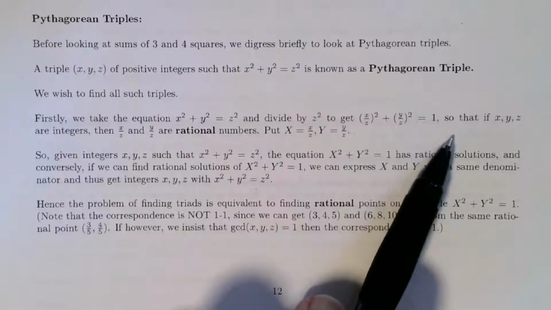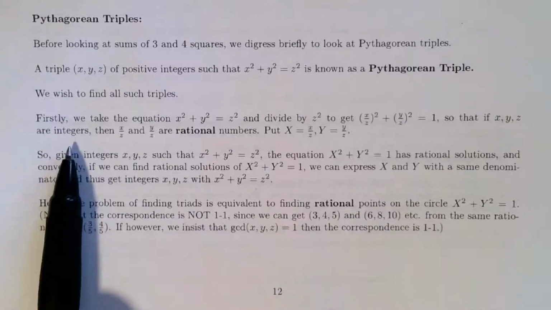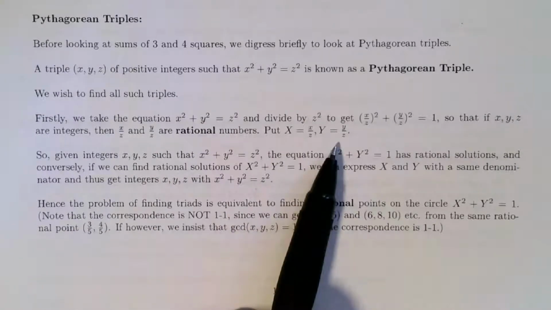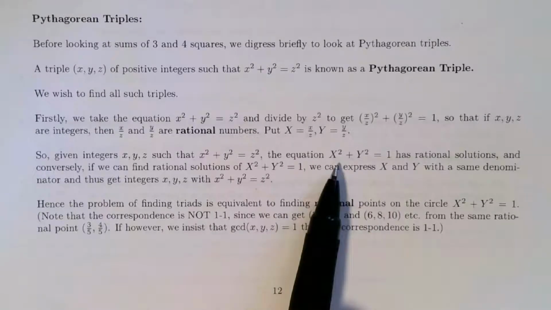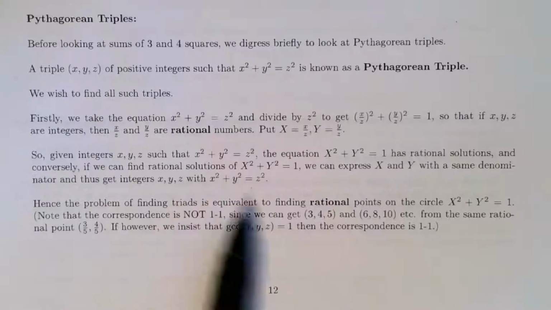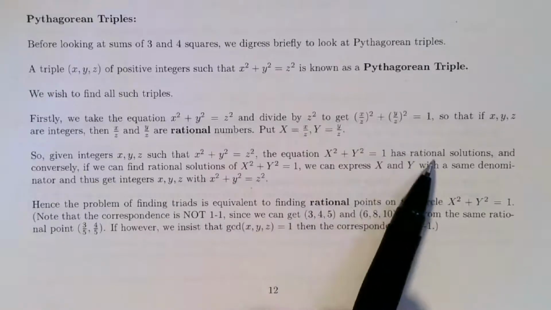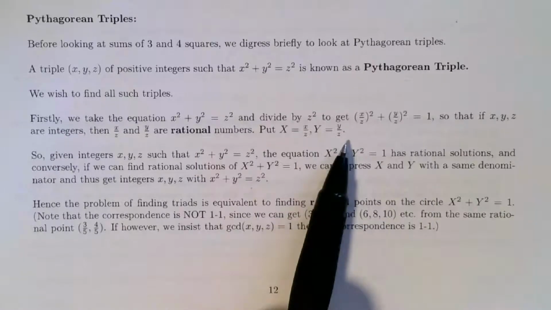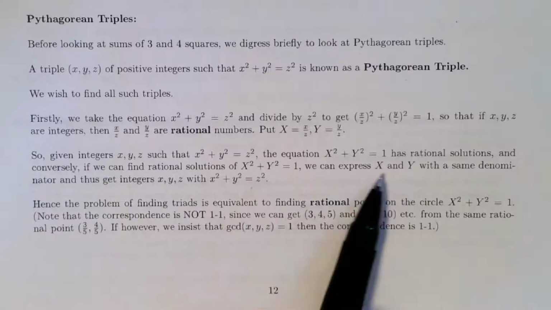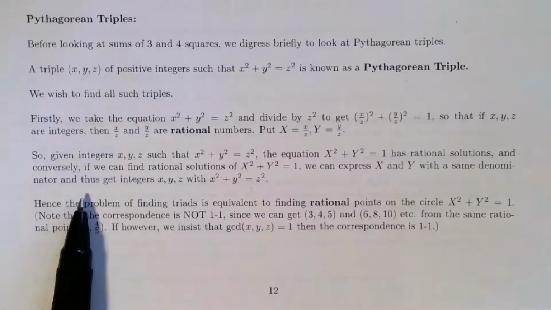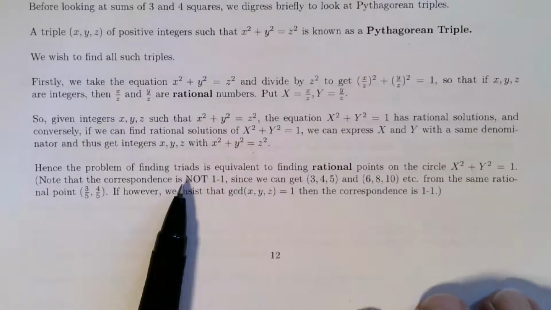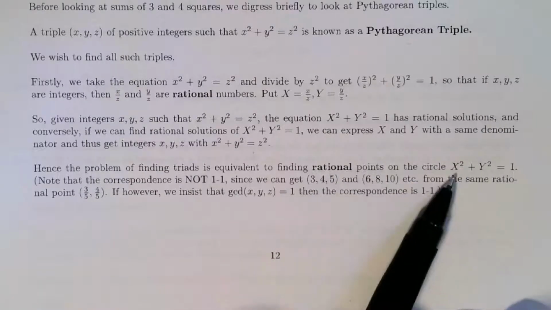You can see then that if x, y, z are positive integers, then these are going to be rational numbers. If I put x equals that and y equals that, I get the circle x squared plus y squared is 1. So given integers x, y, and z that are Pythagorean triples, the equation has rational solutions, because there they are here. Conversely, if we can find rational solutions to this, then we can express x and y with the same denominator and get integers x, y, z that make this true. So the problem of finding triads is equivalent to the problem of finding rational points on this circle.